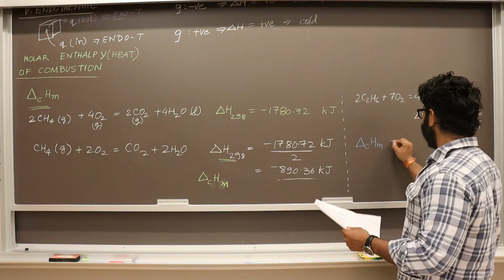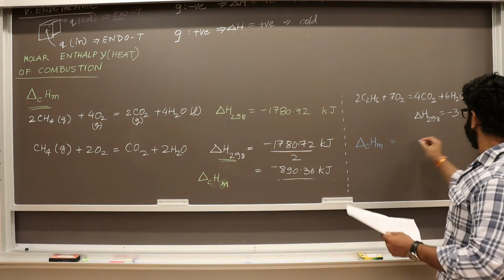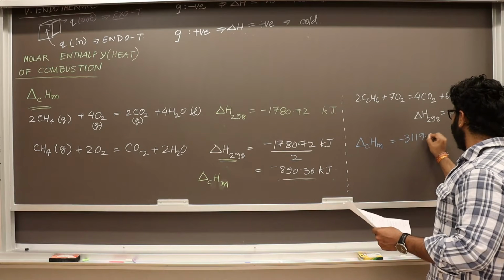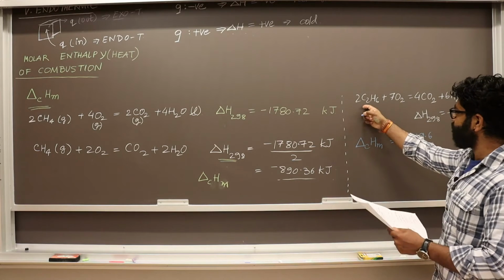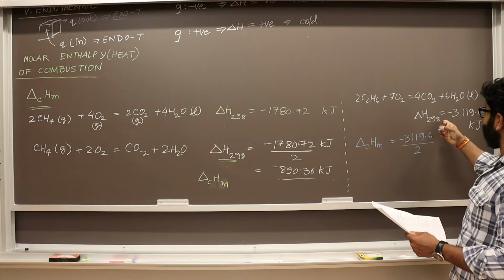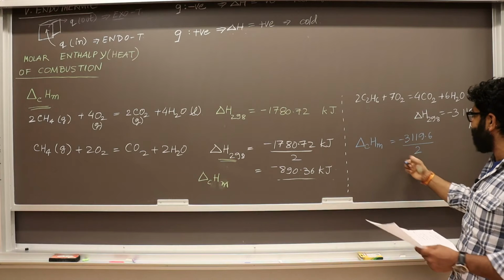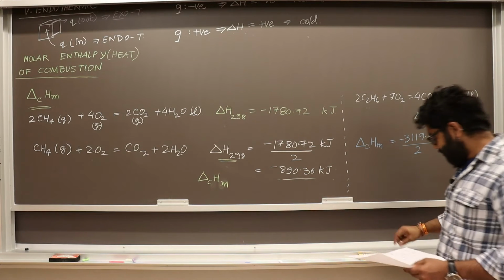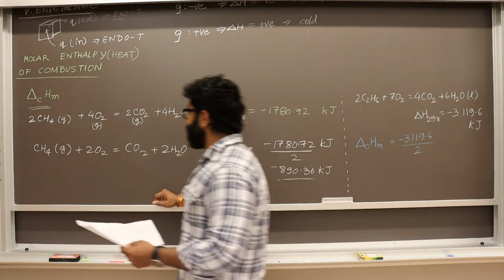For ethane, this will become 3119.6 divided by 2 because there are 2 moles. For burning 2 moles, the delta H was this. For burning 1 mole, the delta H will be this much, okay? Whatever that is. Okay, so pretty simple, huh?